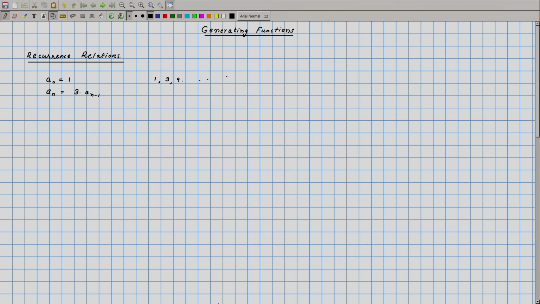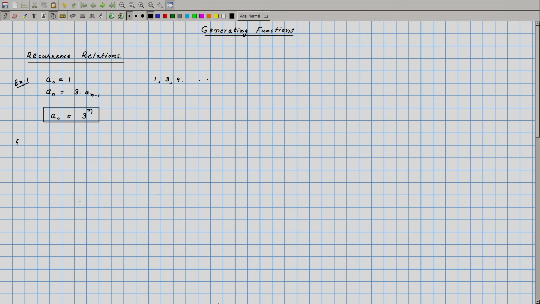So, in this recurrence relation, it is very easy to give the nth term. The nth term by definition is going to be 3 times the previous term, the n minus first term, and we can therefore write a n in a closed form as equal to 3 raised to n. So, this can be viewed as a solution for this recurrence relation.